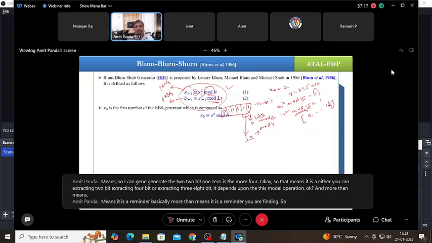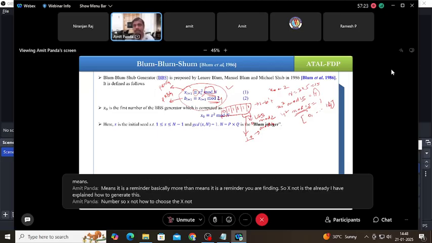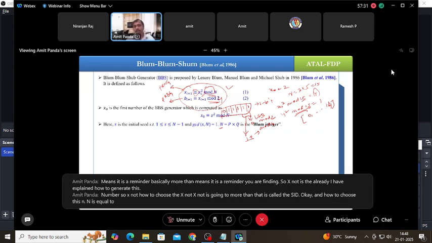I have already explained how to generate this number from x naught. So how do we choose x naught? x naught is equal to s square mod n, and s is called the seed. And how do we choose n? n is equal to p into q, where p is a large prime number and q is also a large prime number. These are called Blum integers.